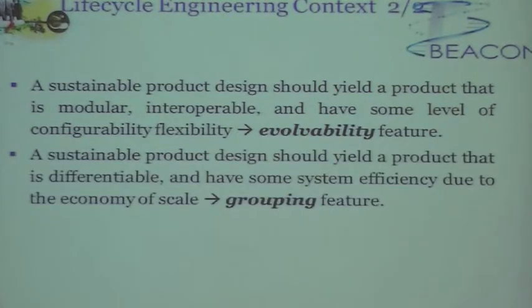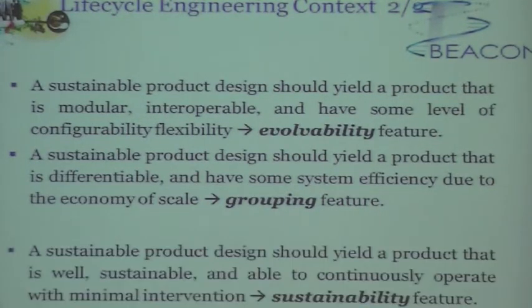Sustainable product design should also yield a product that is differentiable and has some system efficiency due to the economy of scale. It will cost me a lot of money if I have many different products and each product has a unique configuration, because then I need to find out which configuration is the best for each product, and that is not good for me. Meanwhile, if I have a configuration that can be common to some of my products, it will help me, and this is where the economy of scale comes into play. And I call this the grouping feature.